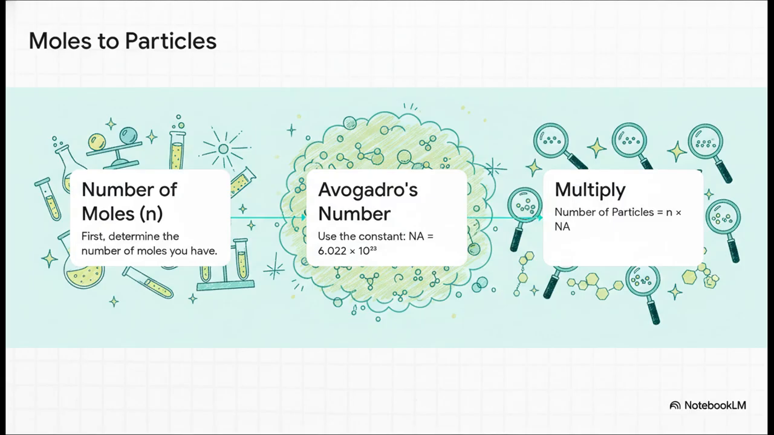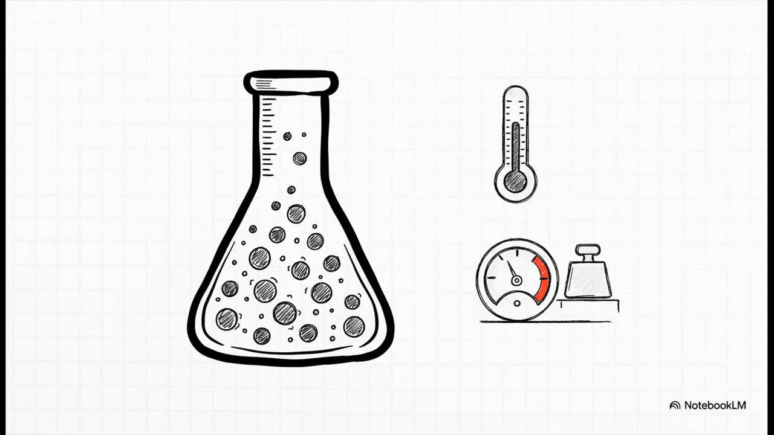If you already know how many moles you have, figuring out the actual number of atoms or molecules is a breeze. You just multiply the number of moles by Avogadro's number. It's just the reverse of what we did earlier. Simple as that.